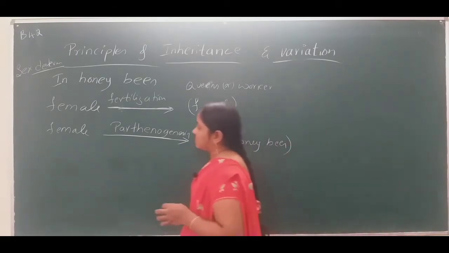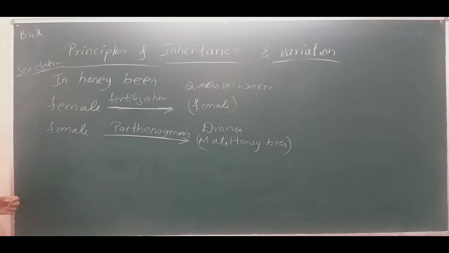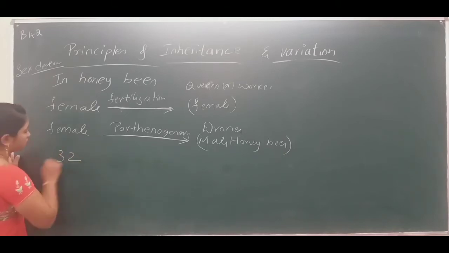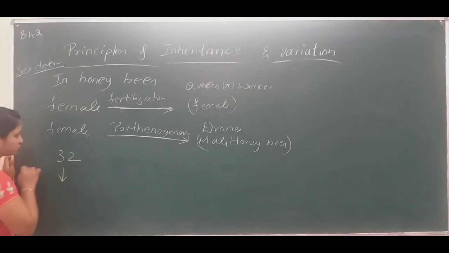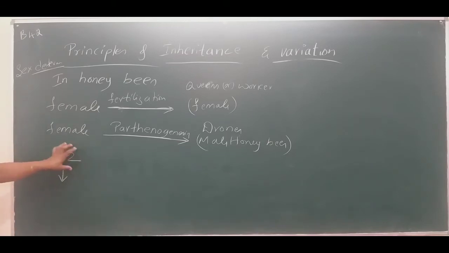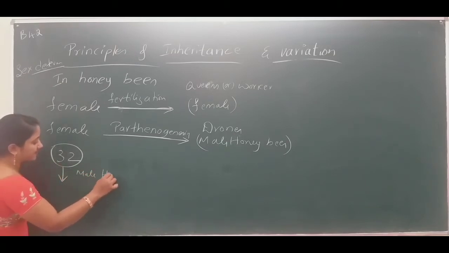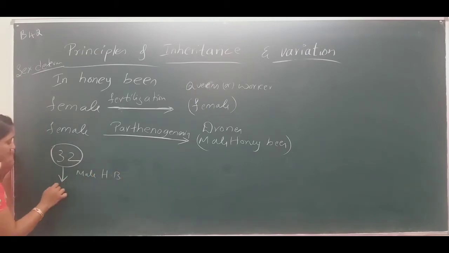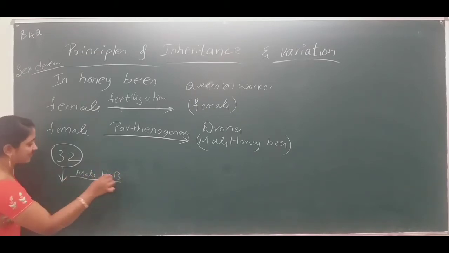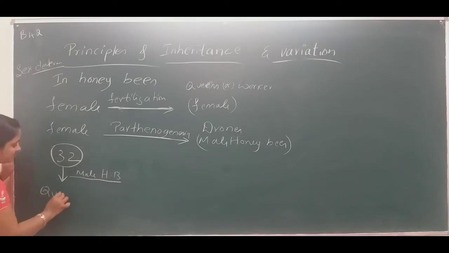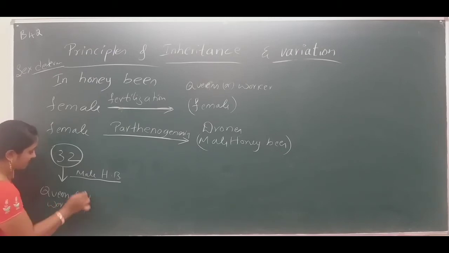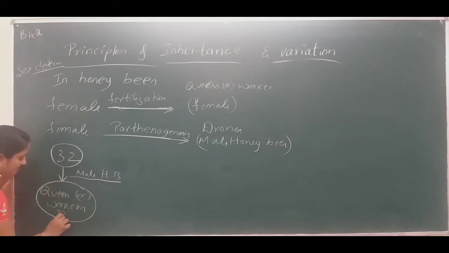So we'll see the chromosome number. The female honeybees have 32 chromosomes. This is the diploid set. If it is crossing with the male honeybee, what type of honeybee does it give rise to? It gives rise to queens or workers. So those queens or workers will have 32 chromosomes.